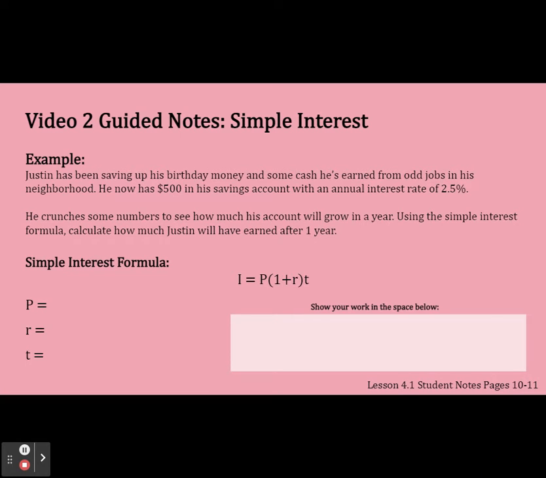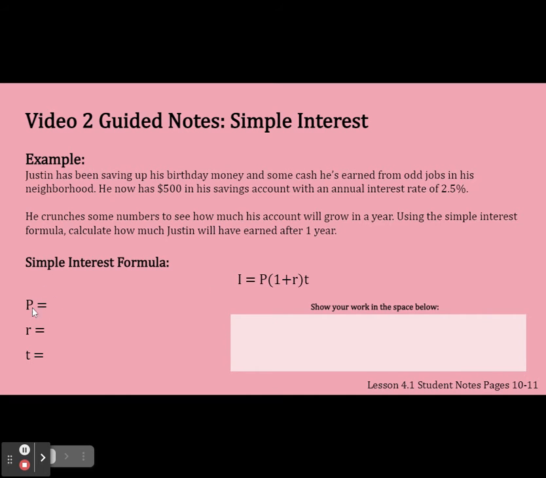So Justin has been saving up his birthday money and some cash that he's earned from odd jobs in his neighborhood. He now has $500 in his savings account with an annual interest rate of 2.5%. He crunches some other numbers to see how much his account will grow in a year. And we're going to use the simple interest formula to calculate how much Justin will have earned after 1 year. So we've got our formula right here.